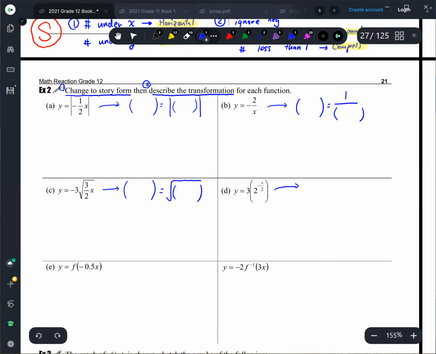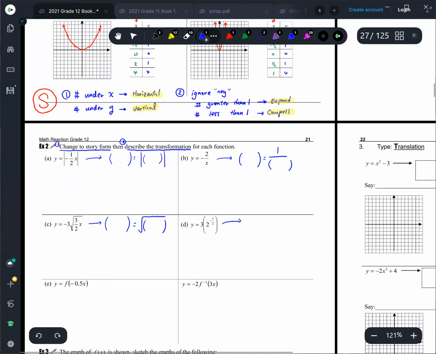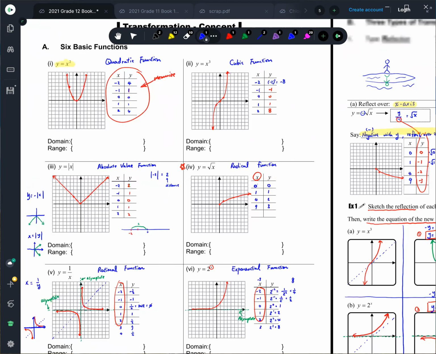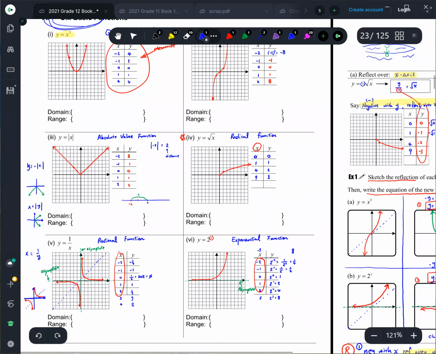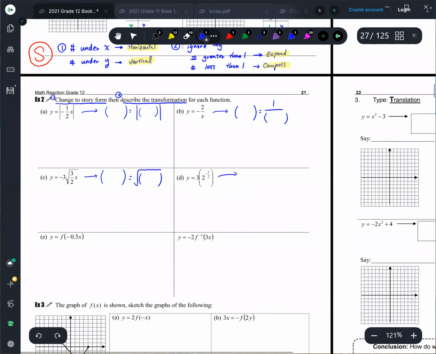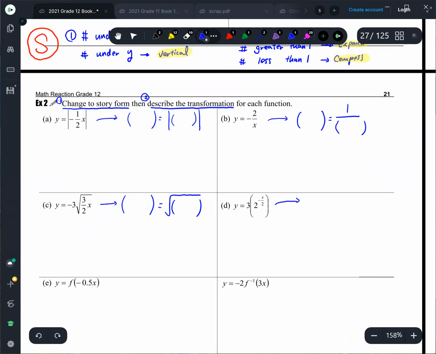Question C has a square root sign, right? Yeah. So it has to do with which one? Do you see on the screen? You have 6 basic functions. Oh, the radical. Yeah, you pick from here, okay? 1 to 6, which one does each one match? So like question A, which one does it match?